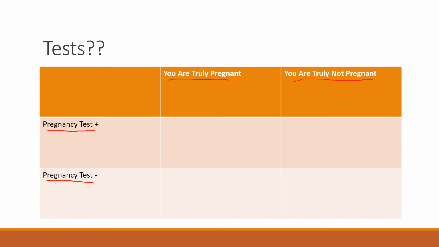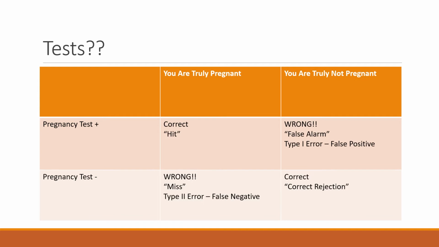Now, how might the test come back? Well, let's take a look. If you're really pregnant and you take the test and the pregnancy test is positive, that's a correct judgment. That's also often called a hit within the literature, but that's correct, right? Good job, test. My wife is pregnant and you said she was pregnant. However, there are occasions where the test might not pick up the pregnancy. And so you're actually pregnant, right? But the test says negative.